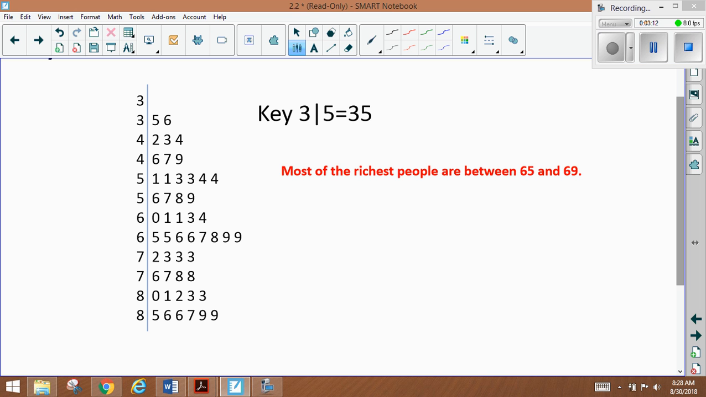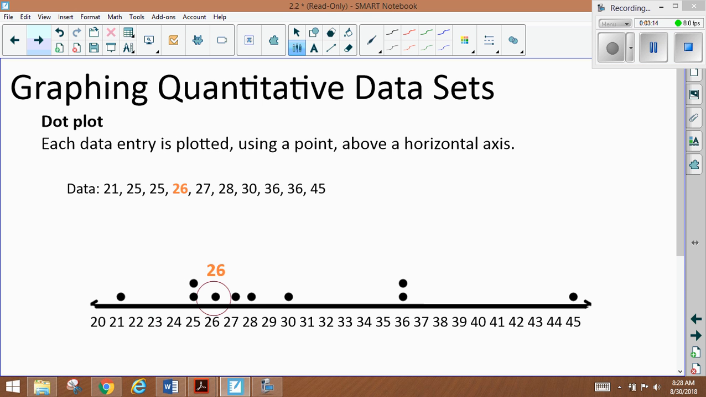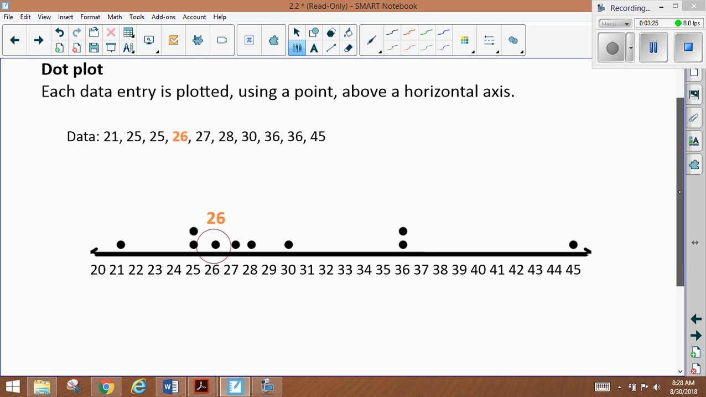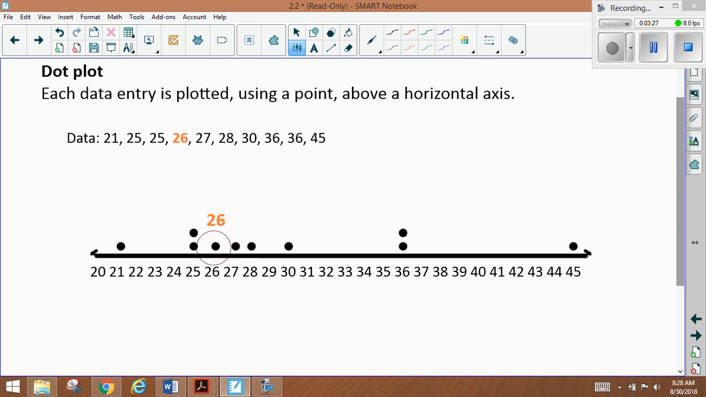Okay. Hey! No, just kidding. This is a dot plot. Each data entry is plotted using a point above a horizontal axis, right? And you know the frequency because that's how many dots there are. Yeah? Looks pretty good.